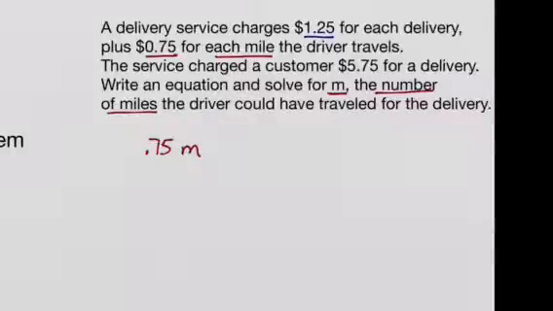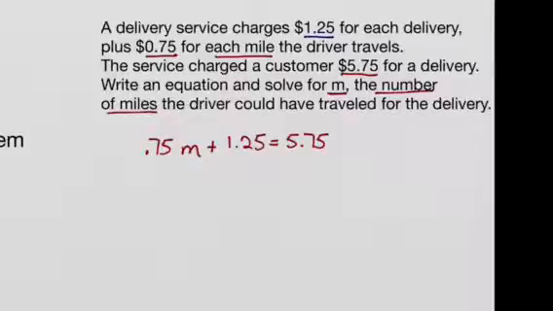Okay? Now, the constant is the number that occurs one time and is not going to change. So we already found that number. The delivery service charges $1.25 for each delivery. It's not going to change. It will remain the same. So that is our constant, $1.25. Okay? And now, last but not least, we have to write and find our answer, which just happens to be the next number, which states that the service charged the customer $5.75. So we know our total is $5.75.